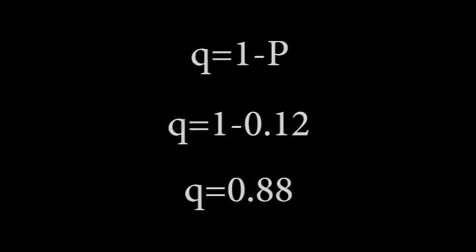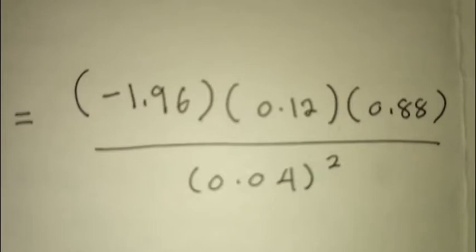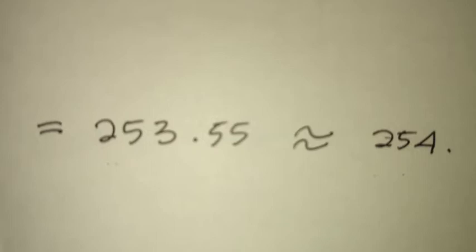To solve question B, they said that the true proportion does not exceed 0.12. So here we can assume that P is 0.12. If P is 0.12, we can find Q, which is 1 minus 0.12, and we got Q equal to 0.88. Once again we have all the information, and we put it into the equation and got the final answer, which is 253.55, and we round it up to 254.